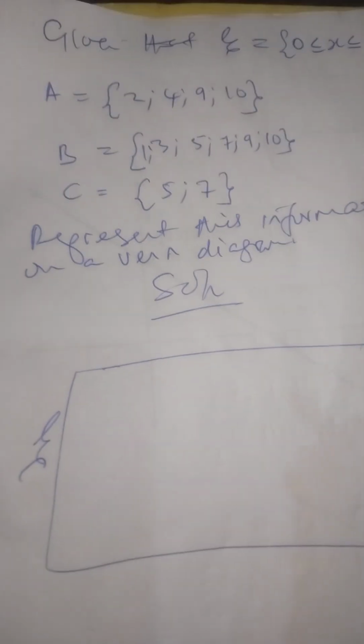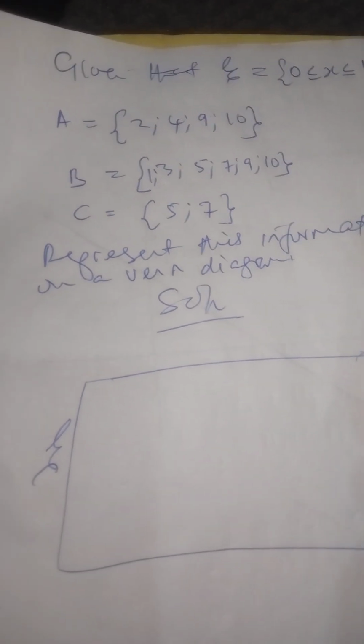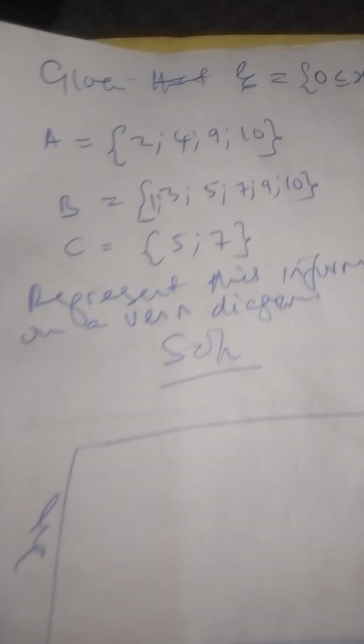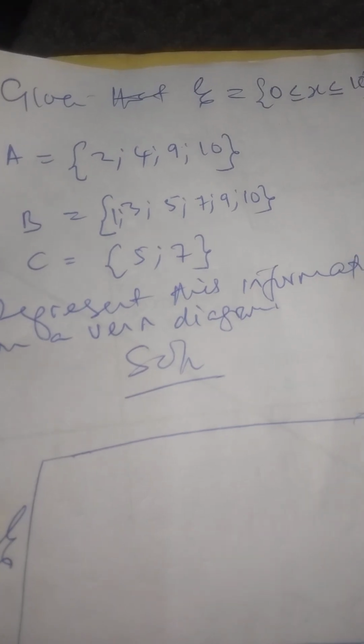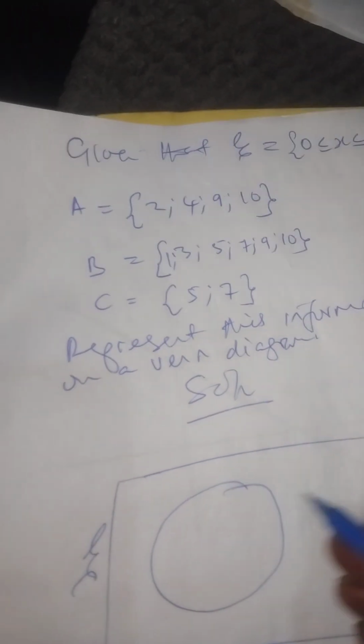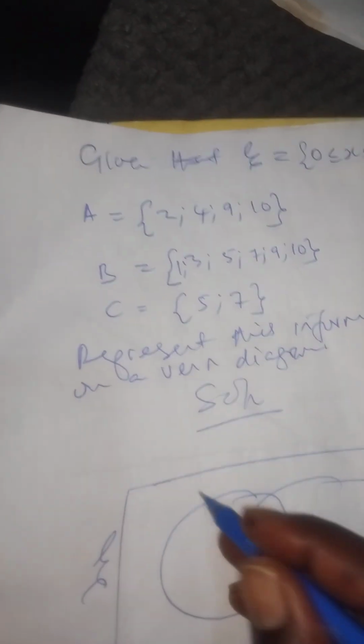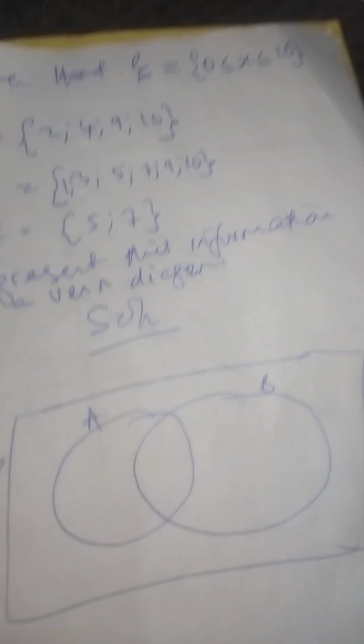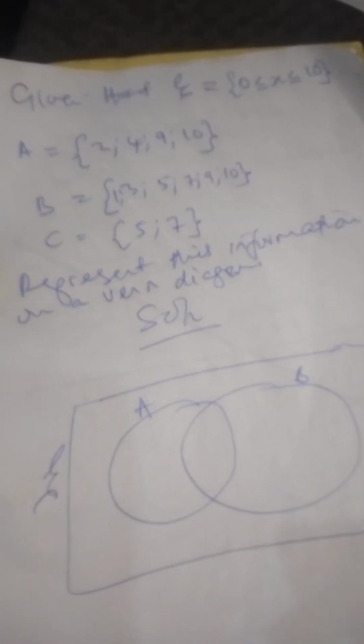Set. Then A and C don't intersect because no elements in A and C are common. So we only have A and B. A and B, they are overlapping. This is A, this is B. So what is found in A and B? First of all, write down common elements which are found in both sets.